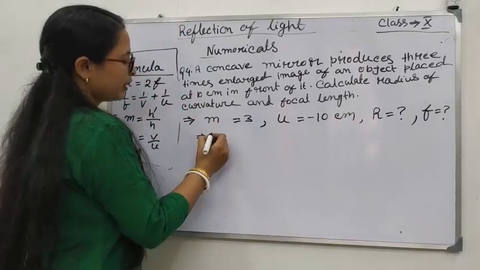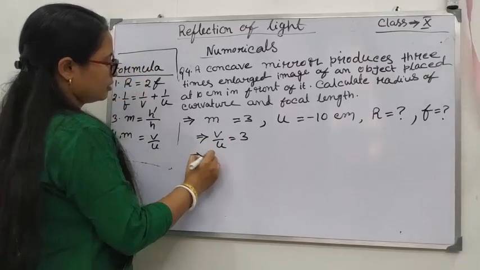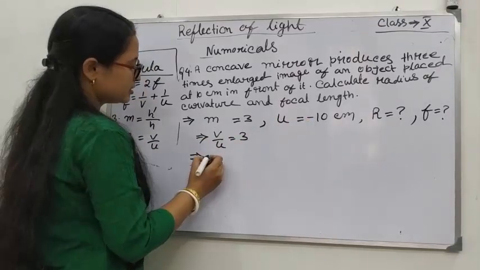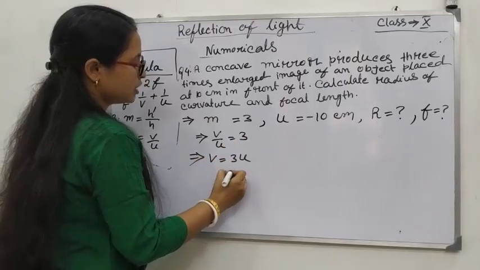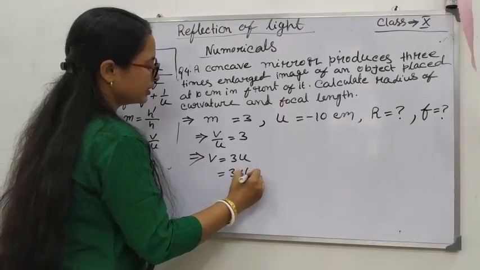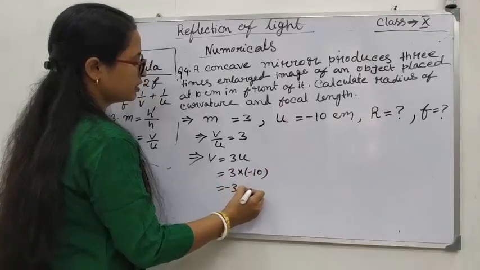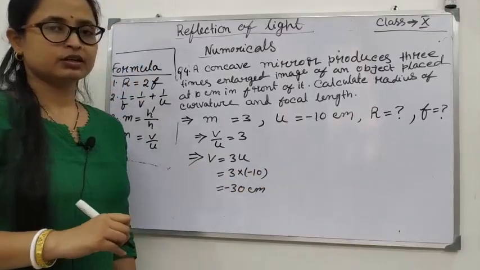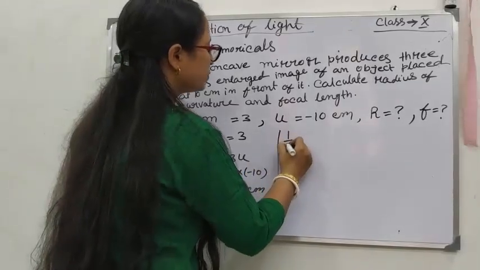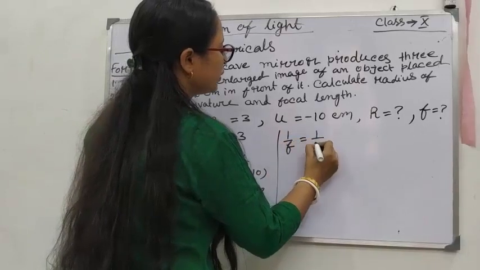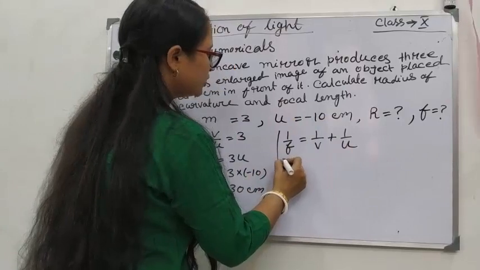So let us do. m is equal to v by u is equal to 3. Now u is minus here, so v is equal to 3u. That means 3 into minus 10. It will be minus 30 centimeter. Clear? Now just use the mirror formula. What is the mirror formula? 1 by f is equal to 1 by v plus 1 by u. Just put all these values.